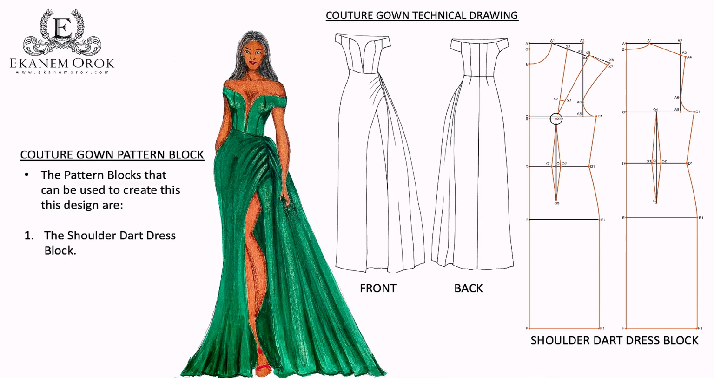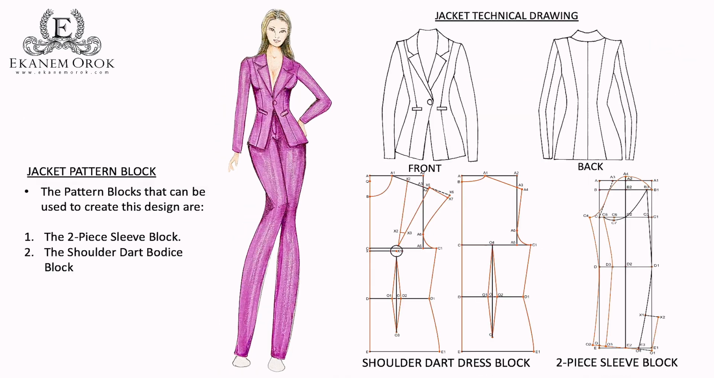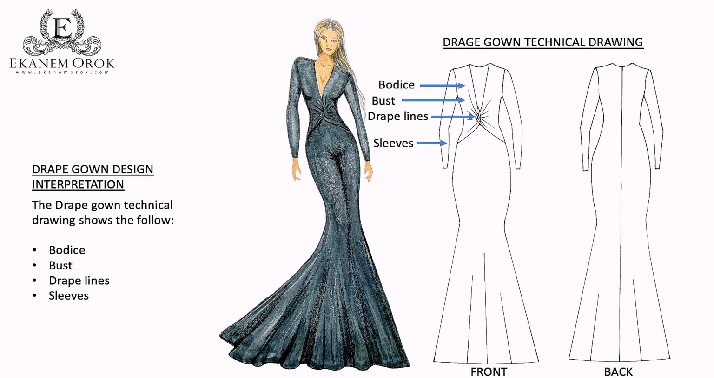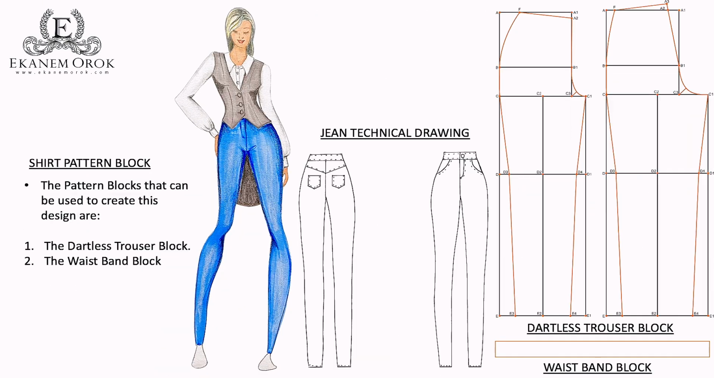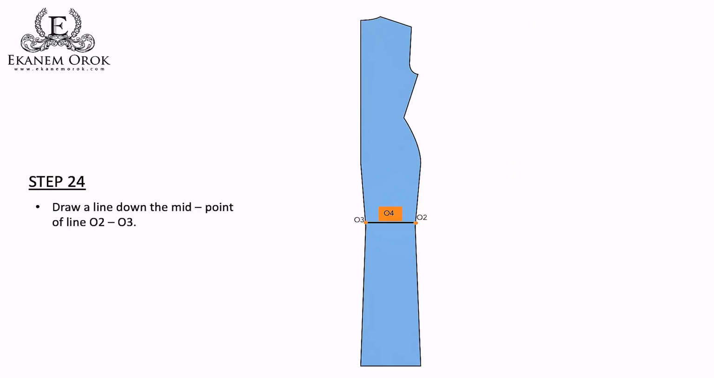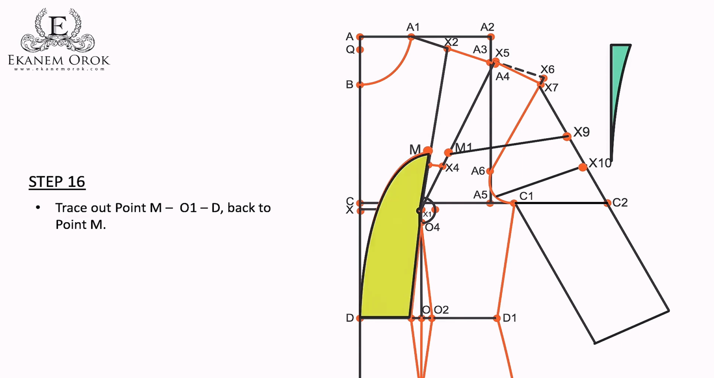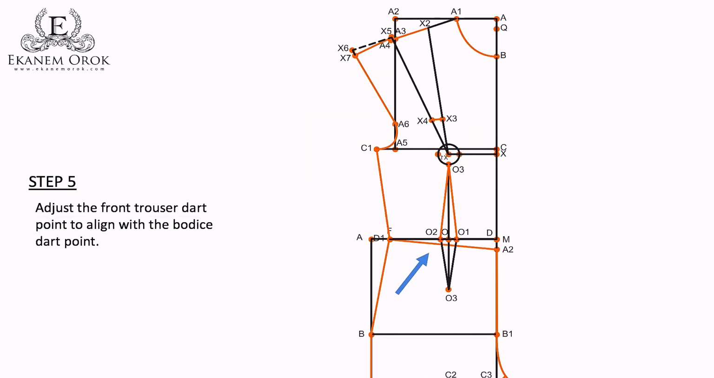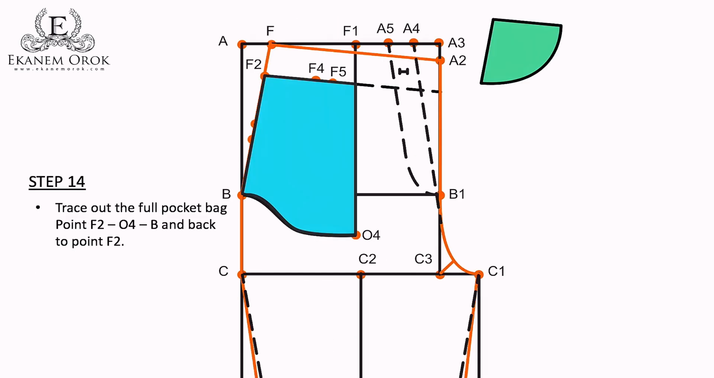In section 19, you learn how to interpret technical drawings for drape dress, wedding gown, jacket, pant, couture dress, jumpsuit, jean, shirt, and waistcoat. In section 20, you learn how to create patterns for drape dress, wedding gown, jacket and pant, couture dress, jumpsuit, jean, shirt, and waistcoat.